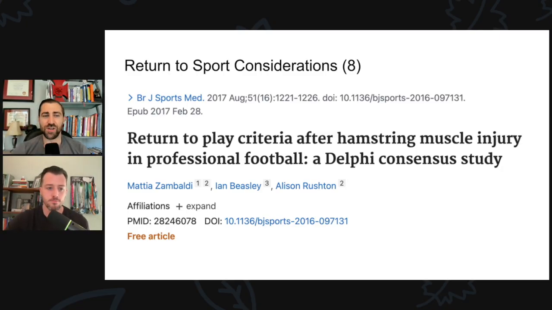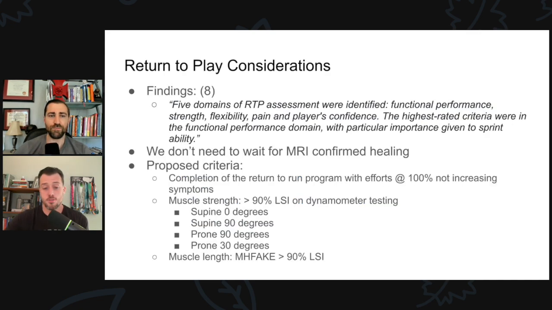Yeah. And just so if you guys haven't heard of this before, the Delphi is essentially they send out surveys to the top experts in the world. They come to a consensus of like, okay, we all need to strength test, or we all need to do eccentrics, and so on and so forth. So their findings, this quote here is from the paper. It said 5 domains of return to play assessment were identified. The 5 were functional performance, strength, flexibility, pain, and then the player's confidence.